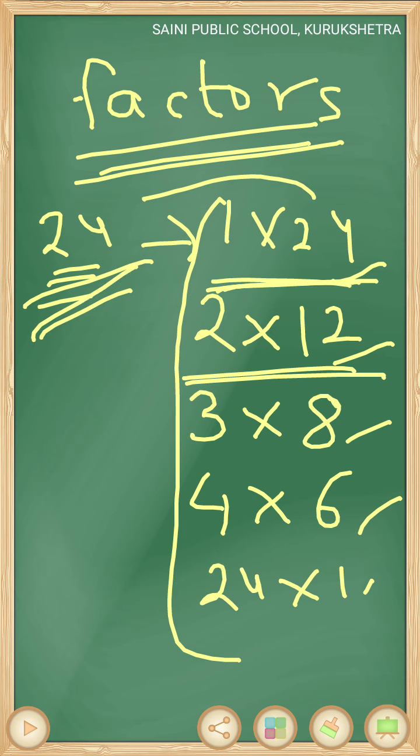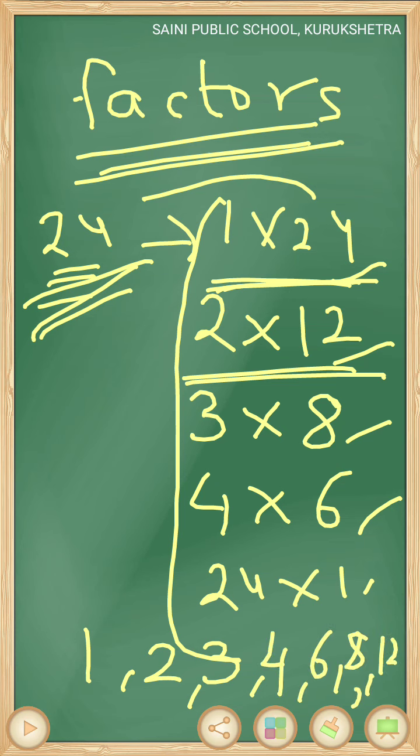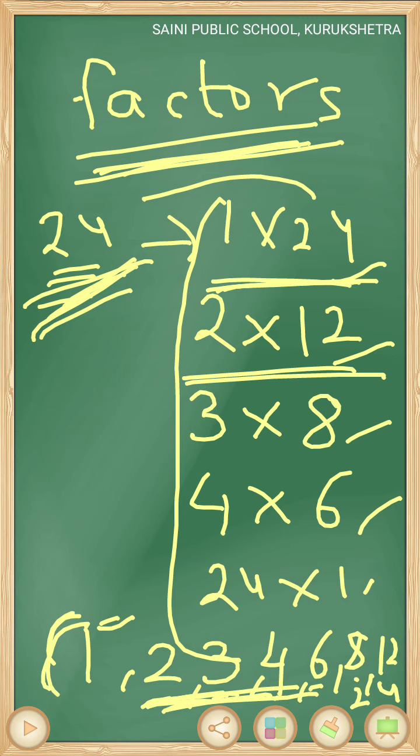So these are 1, 2, 3, 4, 6, 8, 12 and 24. These all are factors of 24 because 24 is divisible by all these numbers. 24 is divisible by 2, 3, 4, 6, 8, 12 and 24. So we will use these factors in the factor tree method for prime factorization.